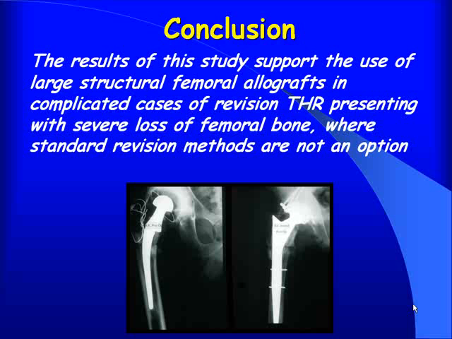We conclude that the results of the study support the use of large structural femoral allografts in complicated cases of revision hip arthroplasty presenting with severe loss of femoral bone, where standard revision methods are not an option.